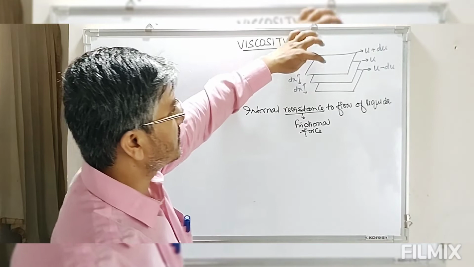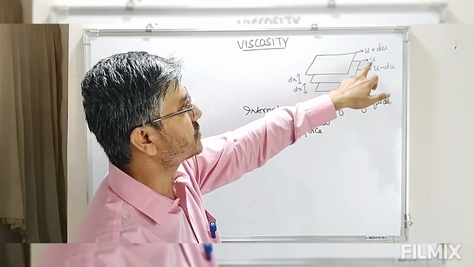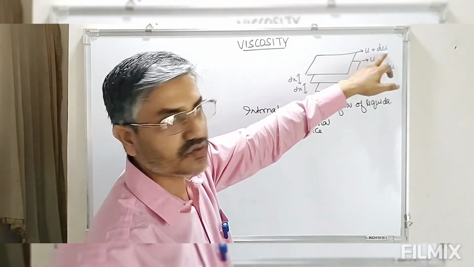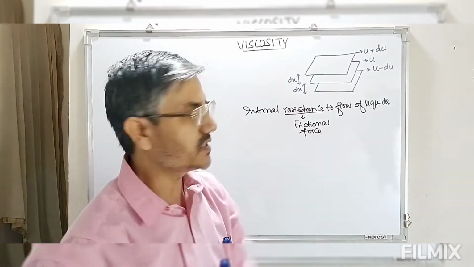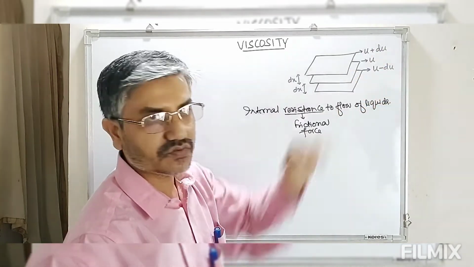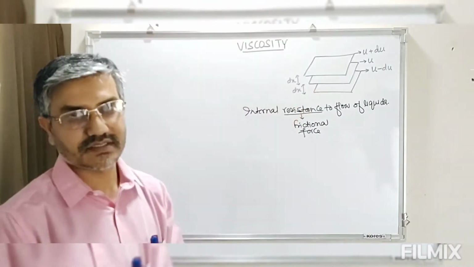Now we assume three different layers. This is the middle layer. The middle layer is moving with velocity u. Then the upper layer is moving with velocity u plus du, where du is a very small change in the velocity. Then the next layer is moving with velocity u minus du. So this is the velocity difference between the layers.